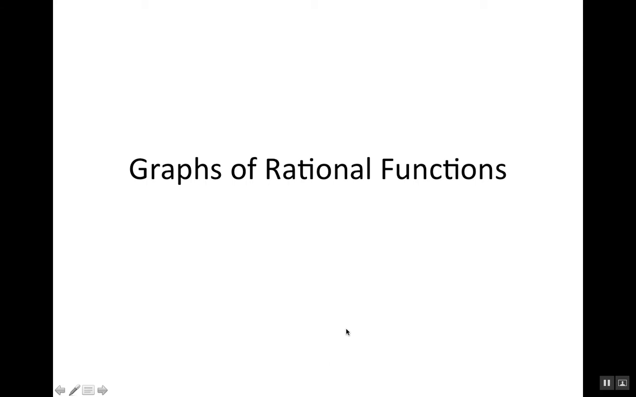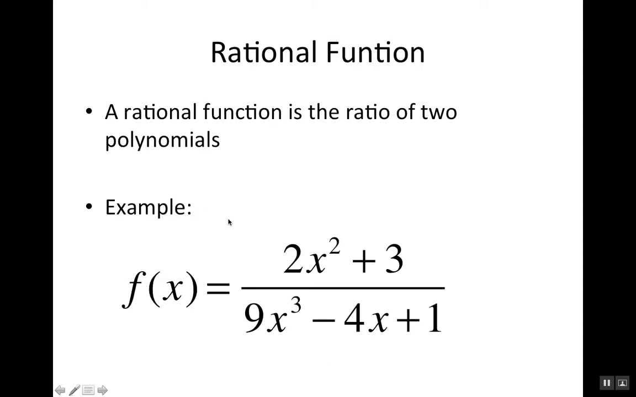I'd like to explain the basics of graphing rational functions. A rational function is the ratio of two polynomials. For example, (2x squared plus 3) divided by (9x cubed minus 4x plus 1). Both the numerator and the denominator are polynomials.